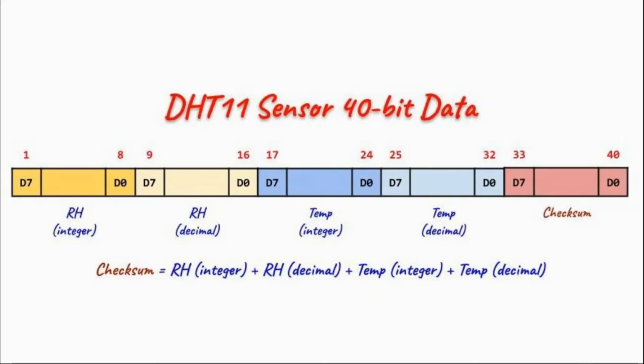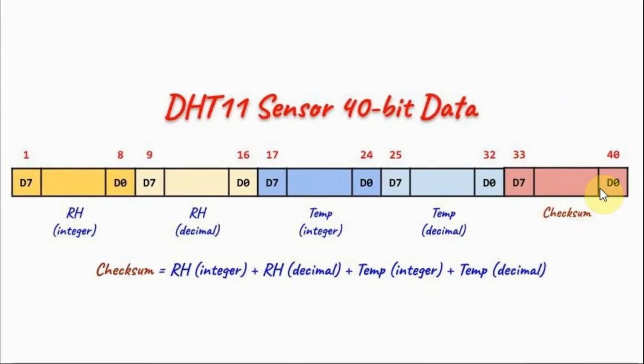The 40-bit data sent by this sensor is made of 5 bytes. The first byte is the integer value of the humidity. The second byte is the decimal value of the humidity. Third byte is the integer value of temperature. The fourth byte is the decimal value of the temperature. And the last byte is the checksum.